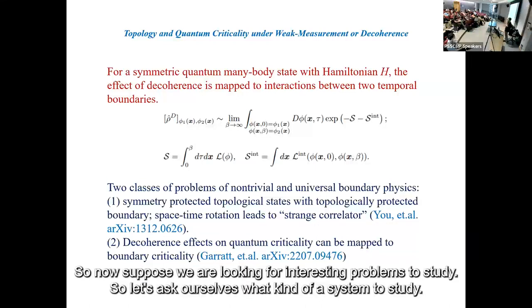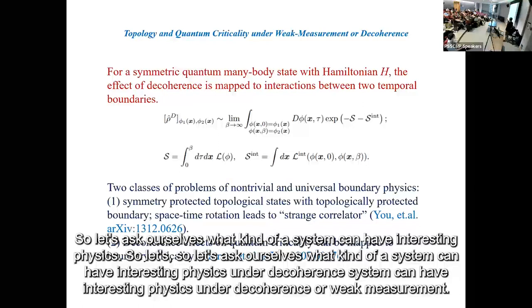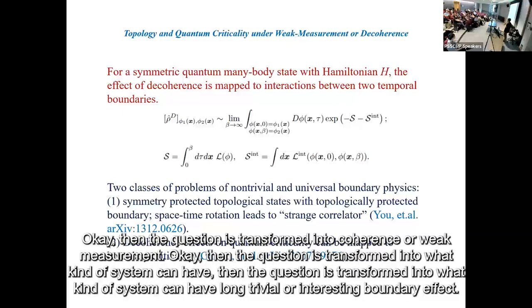So now suppose we are looking for interesting problems to study. Let's ask ourselves, what kind of system can have interesting physics under decoherence or weak measurement? Then the question is transformed into what kind of system can have non-trivial interesting boundary effects. Then there are some obvious answers.